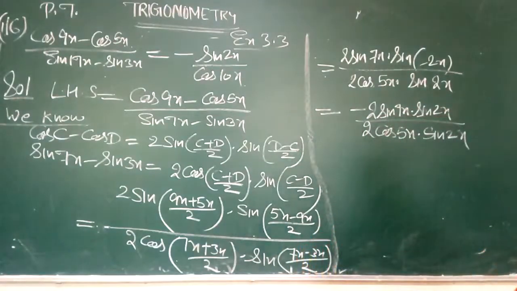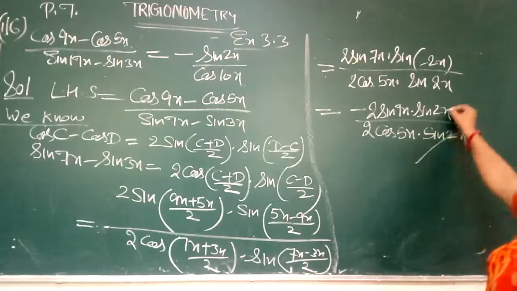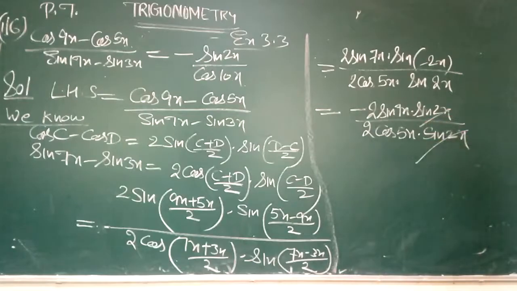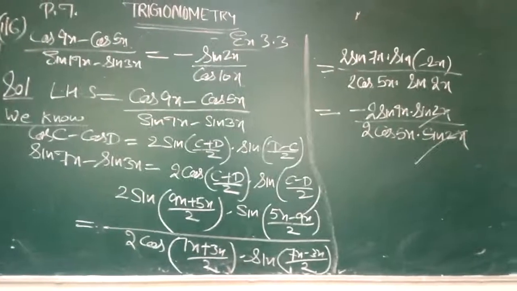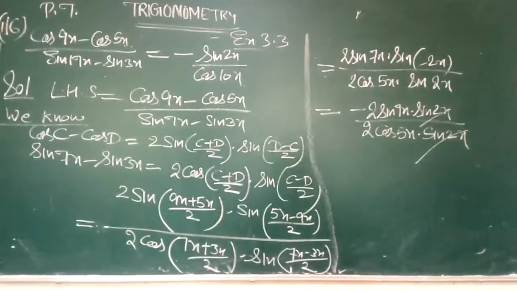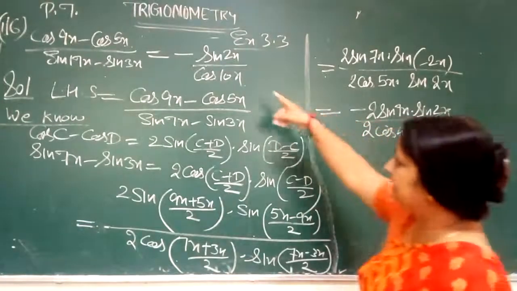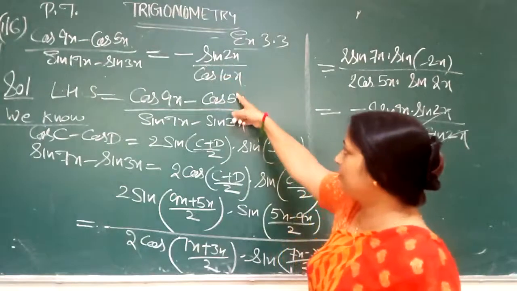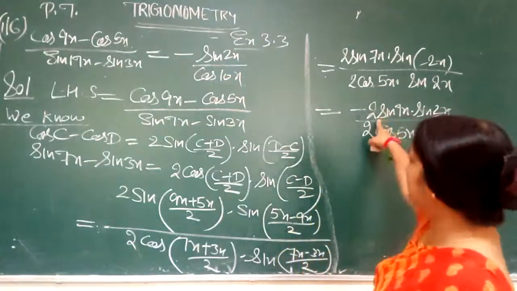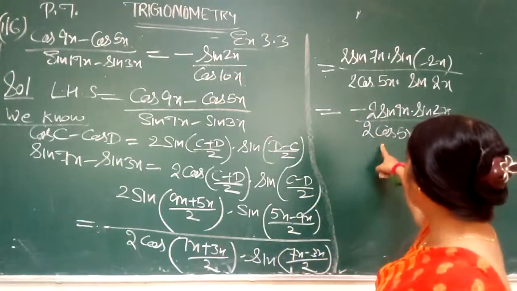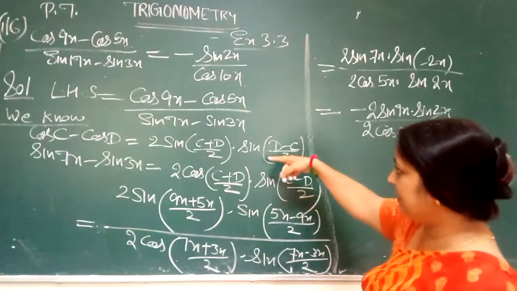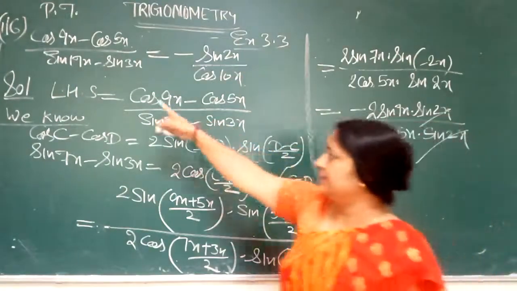So after that, this sin 2x cancels with this sin 2x. What is coming here? 2 cos 10x. Now after this, students, sin 2x cancels here, and on the right-hand side we have minus sin 2x upon cos 10x, but here minus 2 sin 7x upon cos 5x. So let us check it. Oh, here is a mistake.